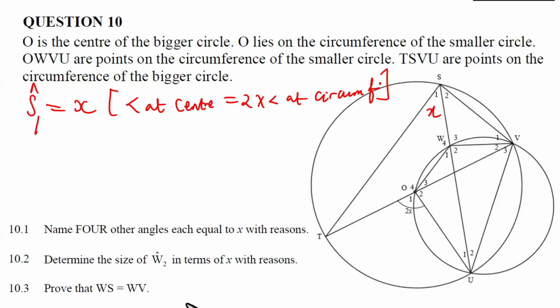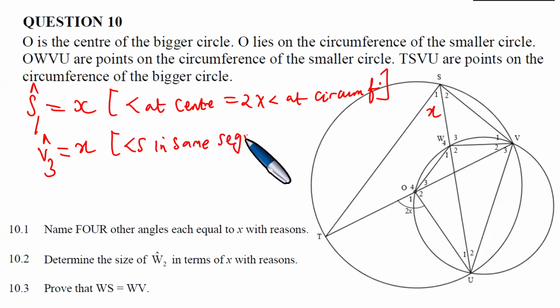Next. I think S1 and V3, because V3, yes, good. V3 equals X. Angles in same segment. Well done. Angles in same segment. I agree. Okay, we're analyzing this question. These are from grade 11 past exams. Yeah?